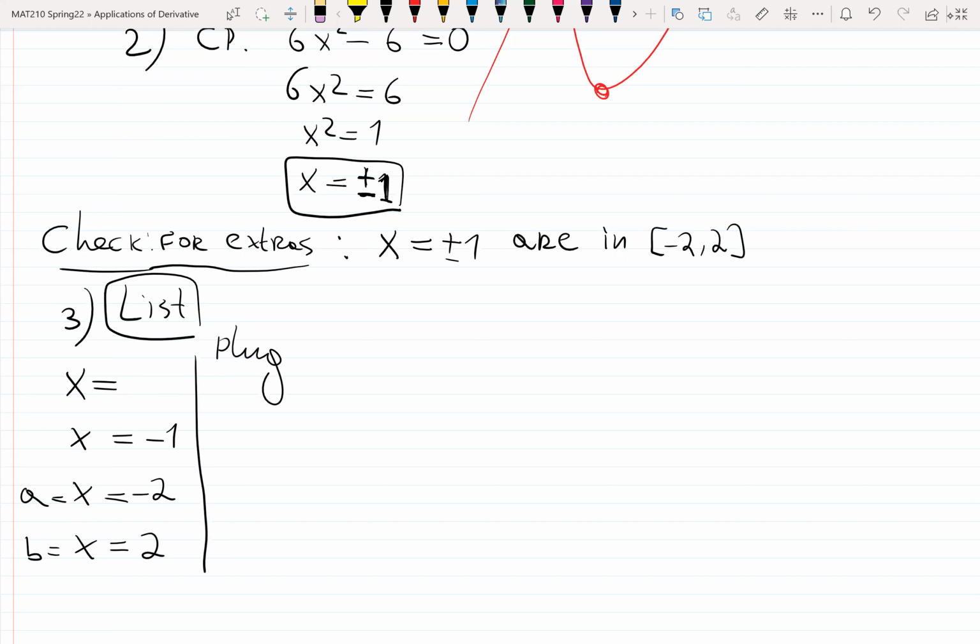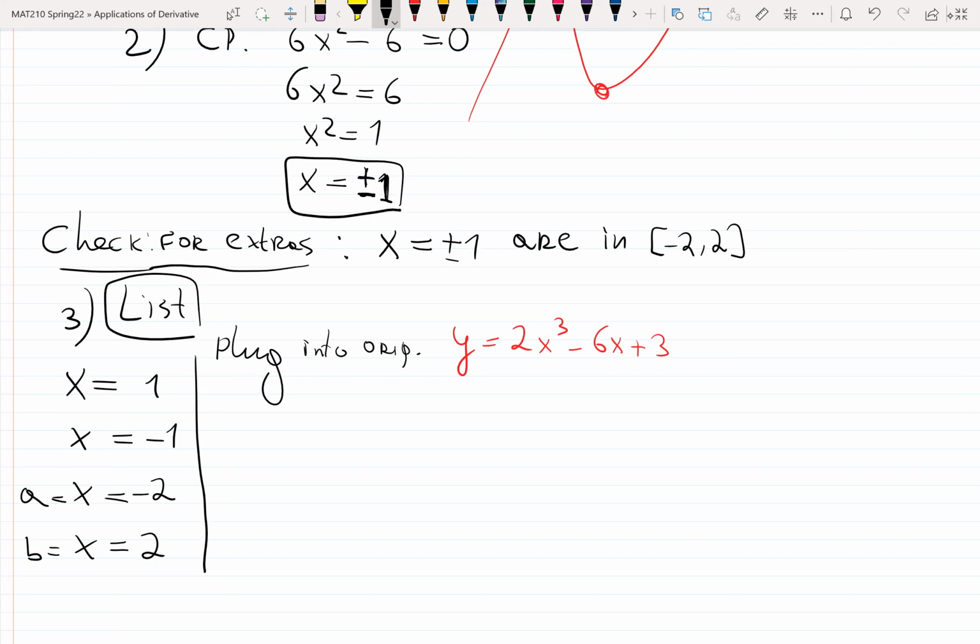Plug into the original one. Maybe write it down one more time if needed, so it's in front of you and you don't make a mistake. Maybe you will catch that you made a mistake when you were writing it down. Plug it in and find, and then choose the winner. What is the biggest one and what is the smallest one?